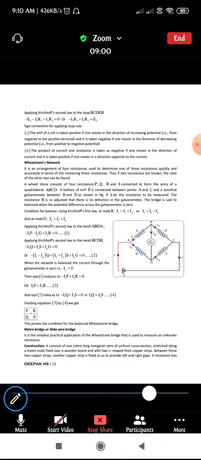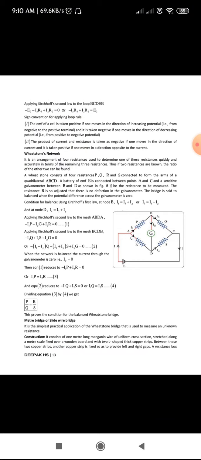Okay, fine. With this, we will move to the next important derivation, that is the Wheatstone network. This derivation is for 5 marks and it is an important derivation from the point of view of examination. So the derivation will be asked for 5 marks.